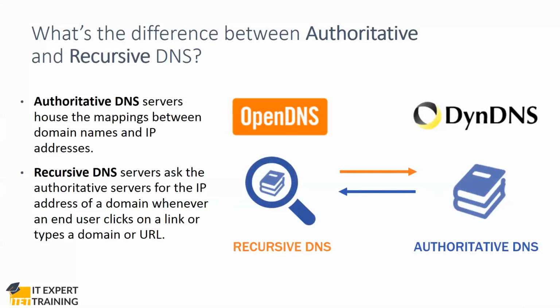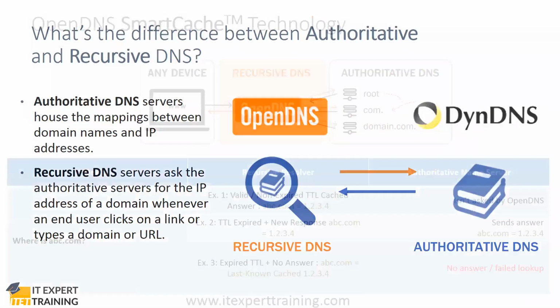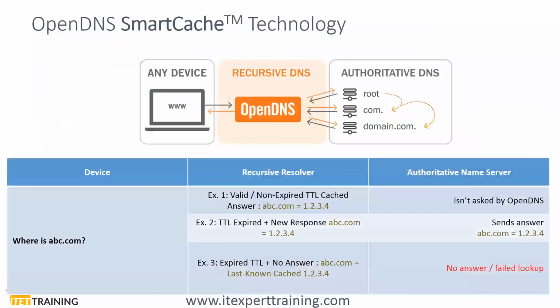The DNS was created so that you don't have to memorize the IP address for every website you want to visit. In the DNS, there are two components. One is authoritative DNS servers. Another one is a recursive DNS server. This is how it works. The authoritative DNS servers house the mapping between the domain name and the IP address.